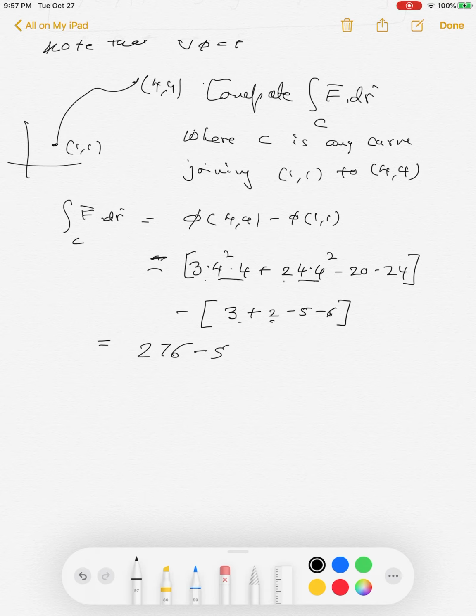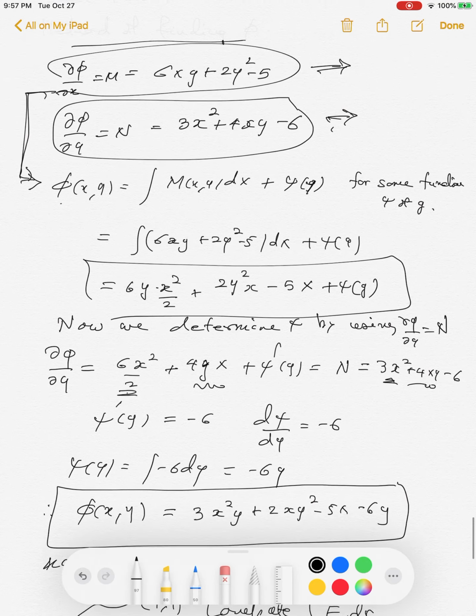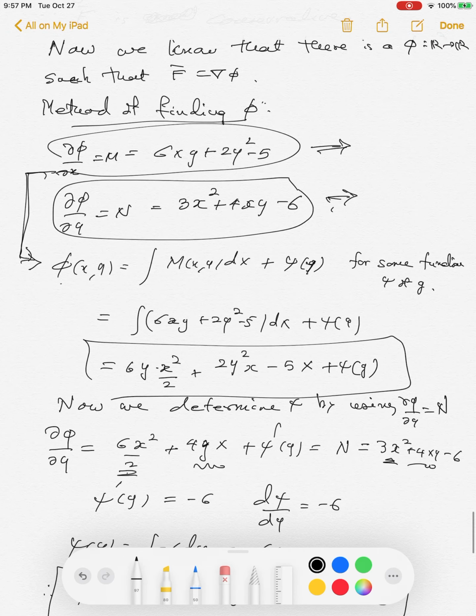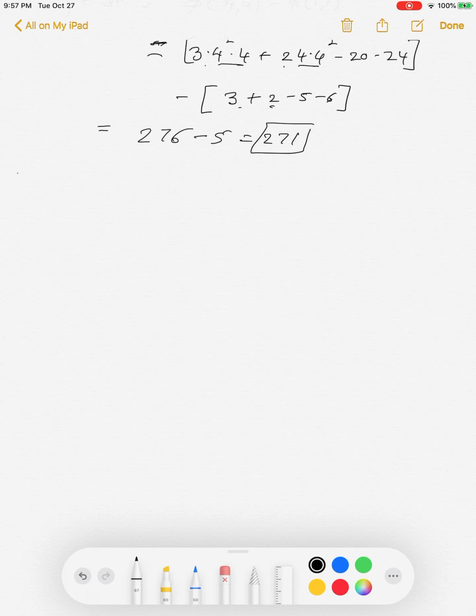Minus 20 is 300, and minus 24 will be 276. Minus 6 cancels 6 minus 5, so it's 271. Good. So now we could have found phi by integrating n with respect to y also, rather than using the integral of m with respect to x. That depends on the problem. In some problems, one of the integrals can be more difficult.